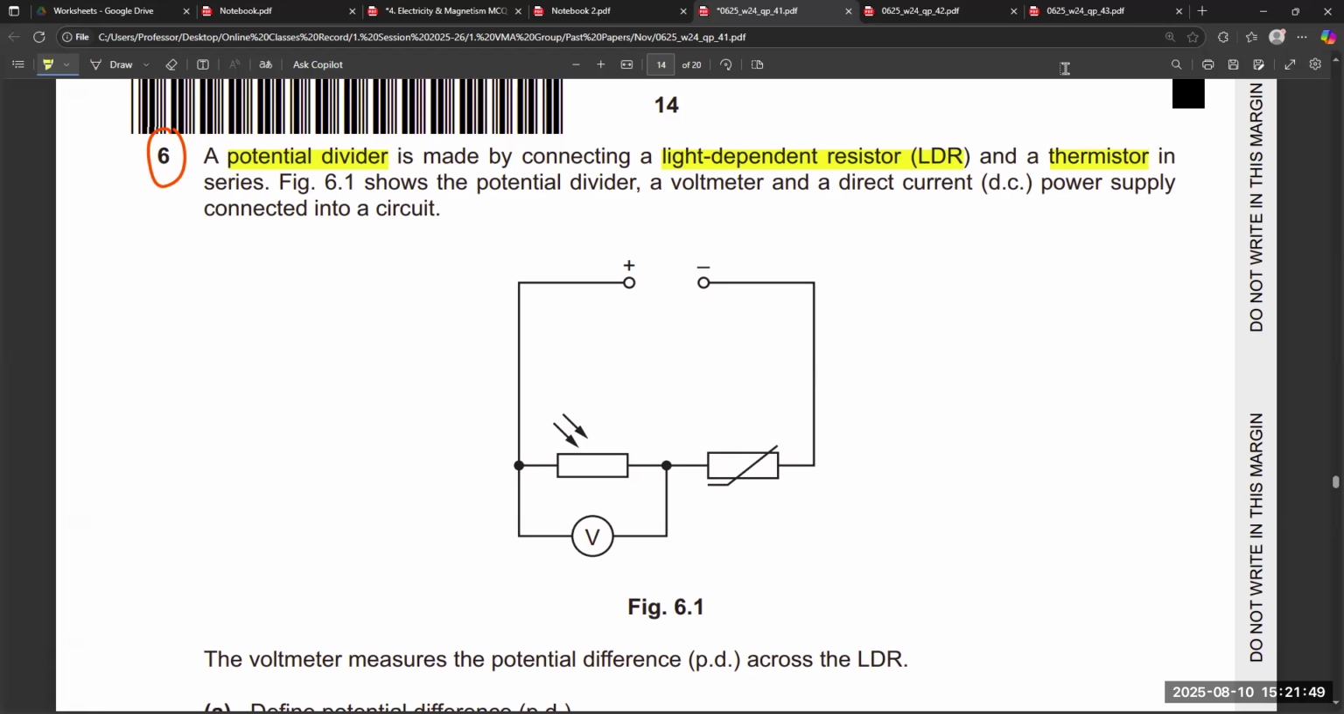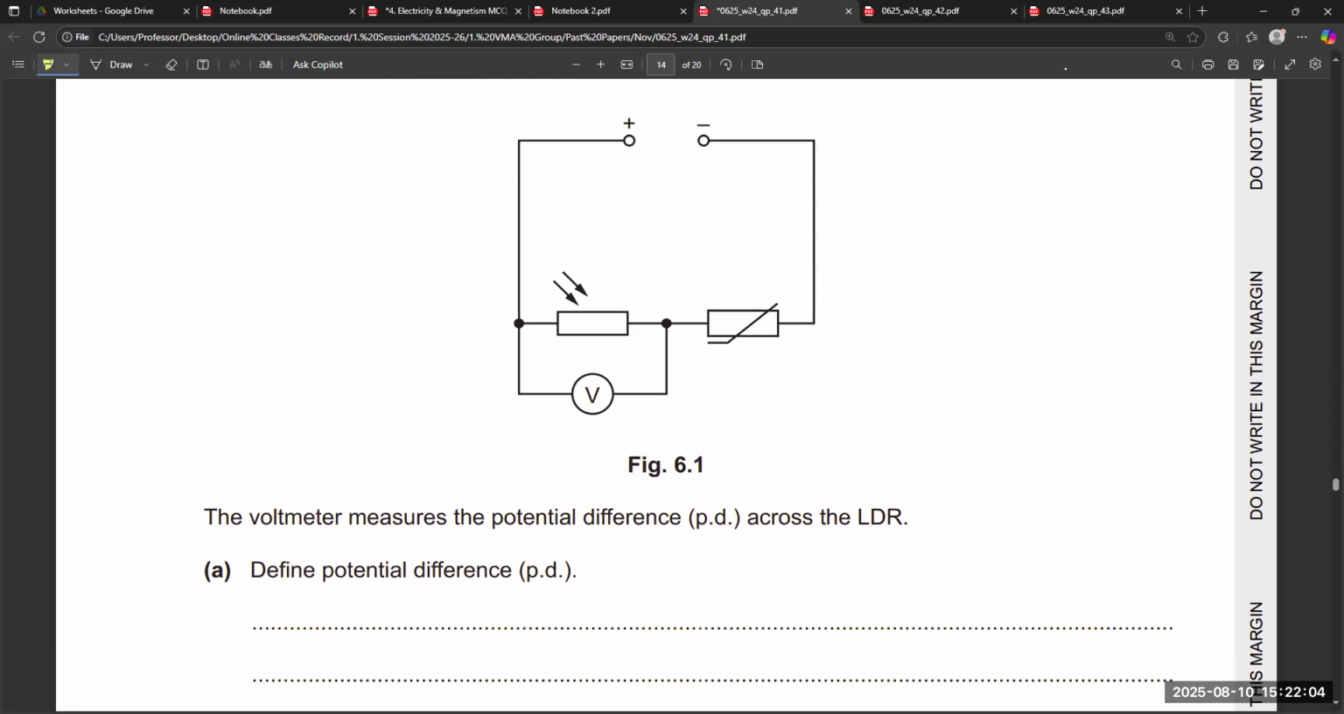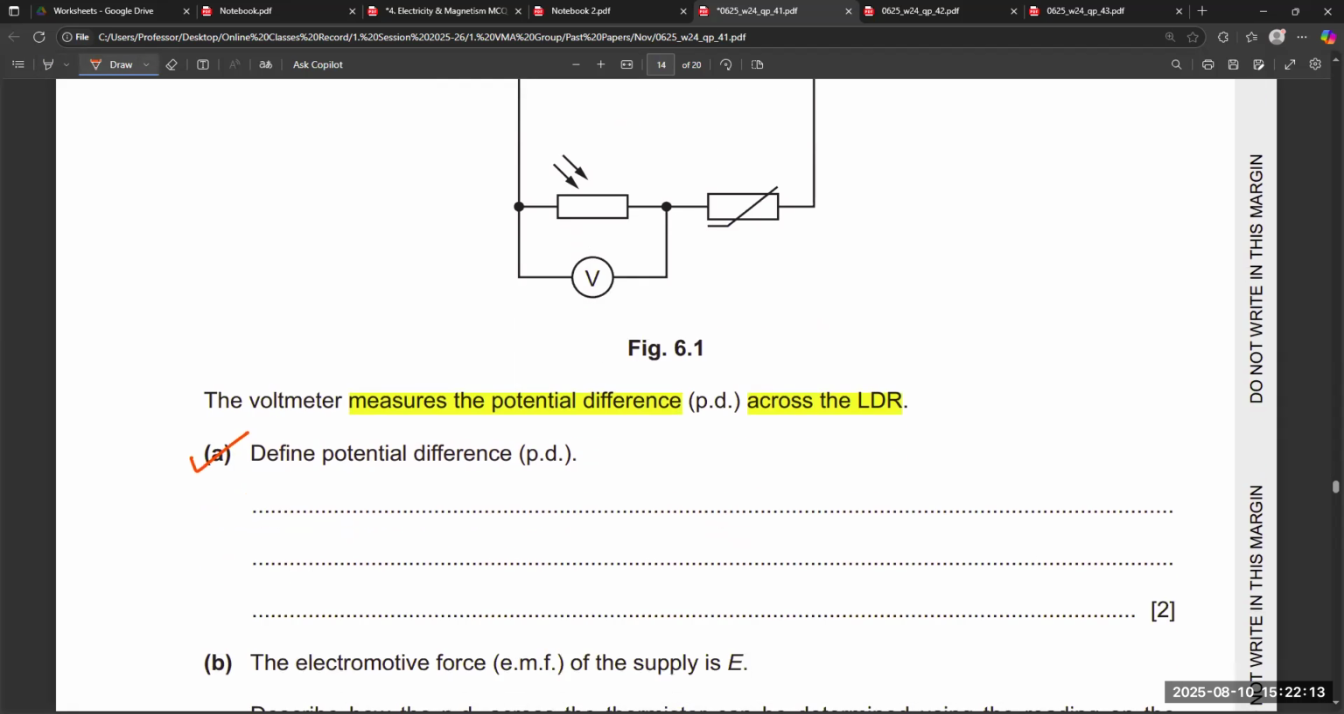So again, we have two components given in series. Figure 6.1 shows a potential divider, a voltmeter and a direct current power supply connected into the circuit. So we have DC and a voltmeter also. The voltmeter measures the potential difference across the LDR. So define potential difference. According to the definition, it is energy converted per unit charge between two points in the circuit.